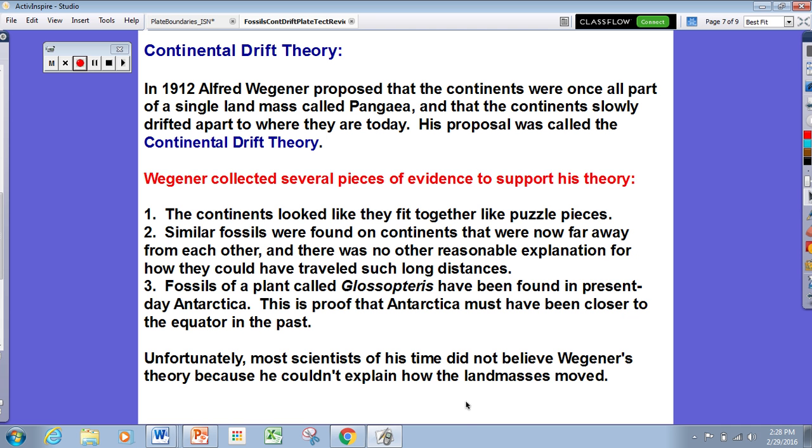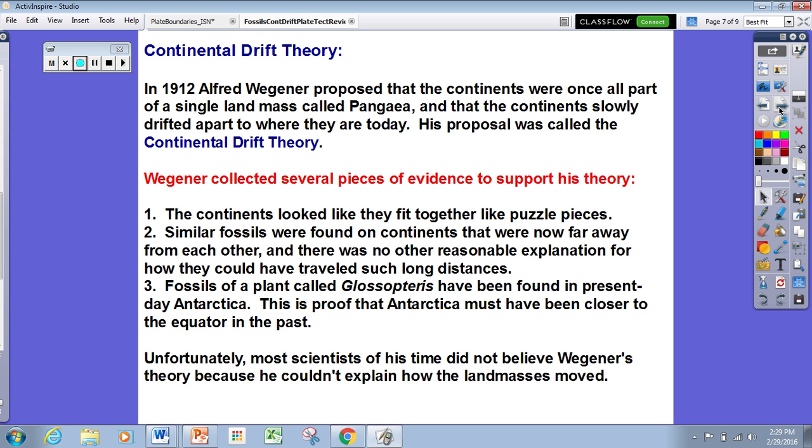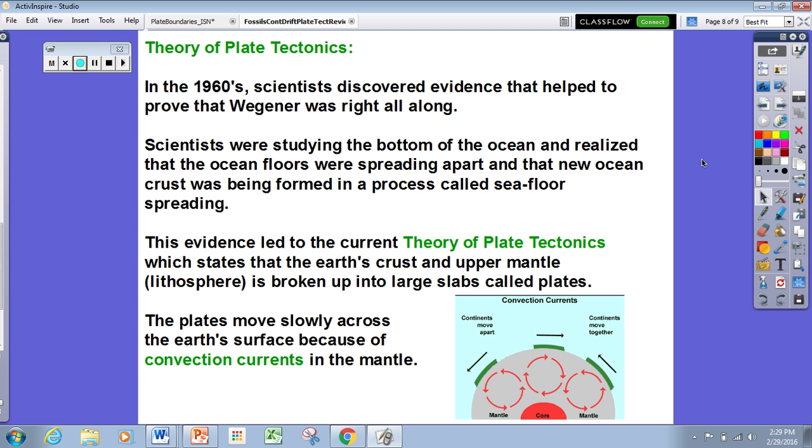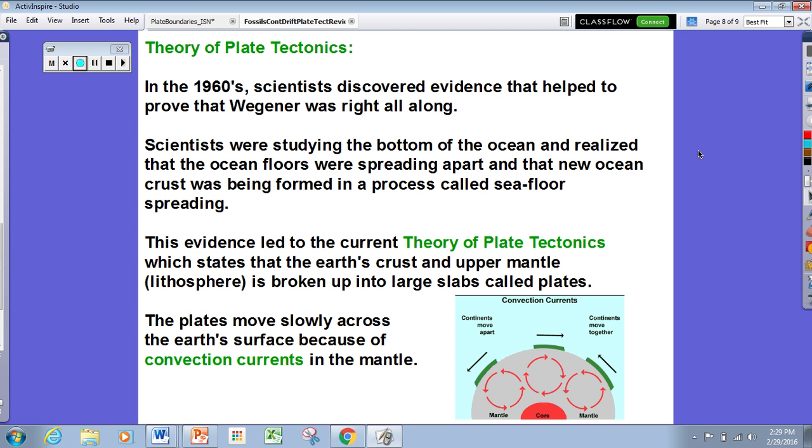Unfortunately for Wegener, most scientists of his time did not believe his theory because he could not explain how the land masses moved. So that was the big fault of his theory. He couldn't explain it, and he didn't think it was really his job to explain it. In the 1960s, scientists discovered evidence that helped to prove that Wegener had been right all along.